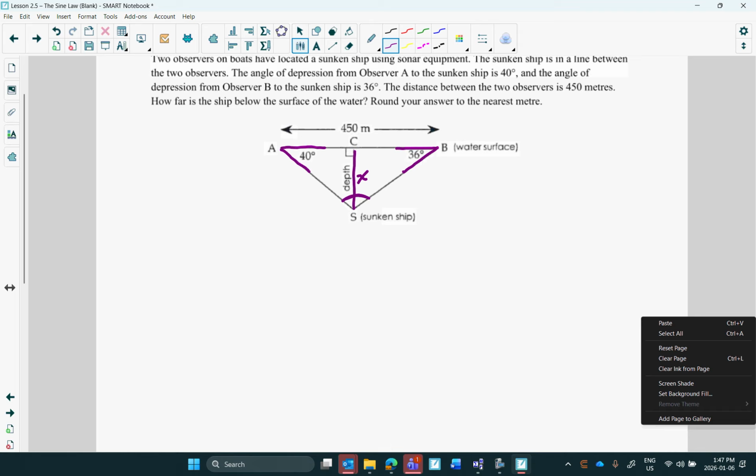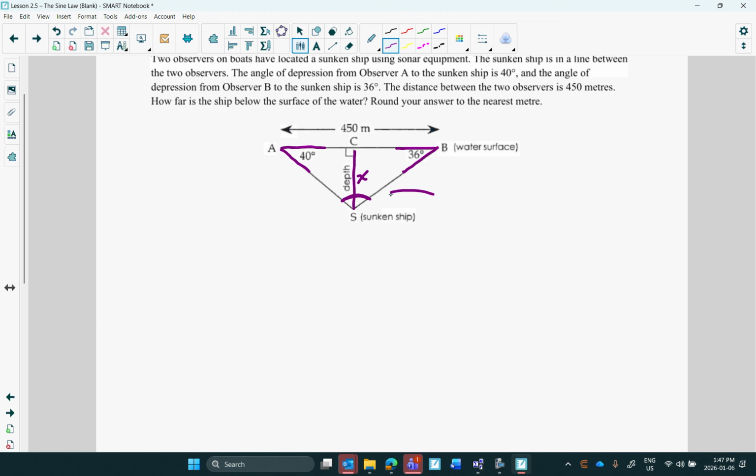Well done. So let's find this angle by doing 180 minus 40 plus 36. And that gives us 76. 180 minus 76 gives us 104 degrees.